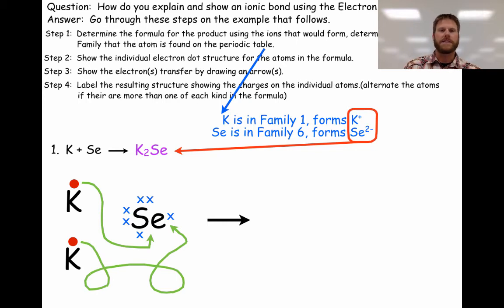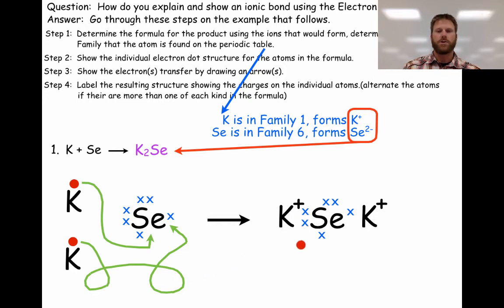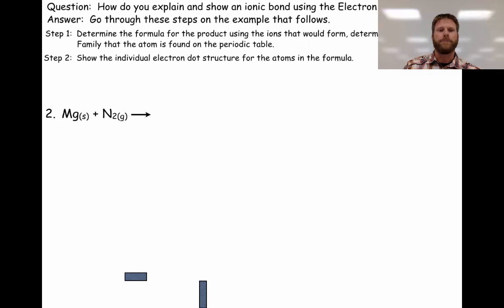So we're going to alternate ions here. We're going to start with K, and then Se, and then K again. Both K atoms have lost their valence electrons, so they're just going to be represented with the plus sign. Now selenium has picked up or gained those 2 electrons from the potassium, so we're going to draw the electron dot structure for the selenium ion, which shows those 2 electrons from the potassium as dots, and then we label it 2-. How about another one?